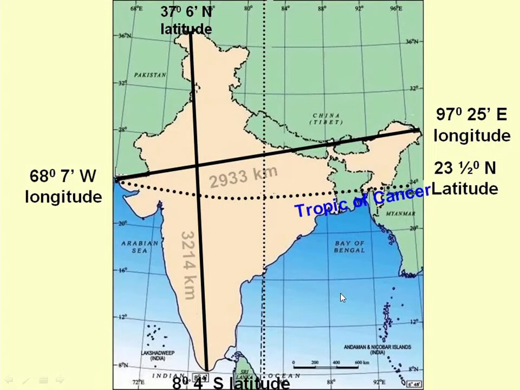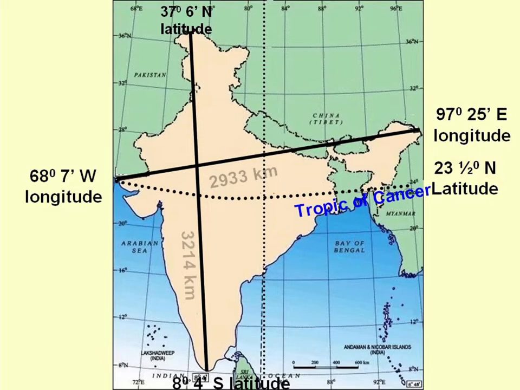Now we are going to see the latitudinal and longitudinal extent. If we consider the mainland, the latitude is 8 degree 4 minutes. It is not south latitude, it is 8 degree 4 minutes north, N. Always denote the letter N. 8 degree 4 minutes north is the southern latitude. Don't write 8 degree 4 minutes south. Actually India is lying in the northern hemisphere.